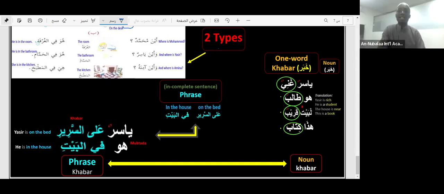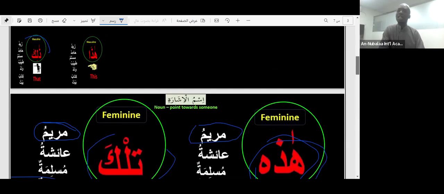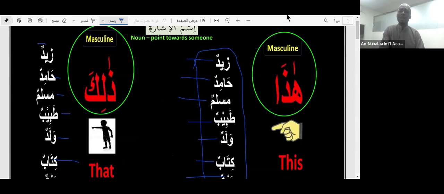Any other thing, any addition to what they have said? I told you that we have a form of plural in Arabic language which ends with waw and nun. What do we call that form of plural? Who can tell me the name of that plural? It is called jam'ul mudhakkar as-salim.